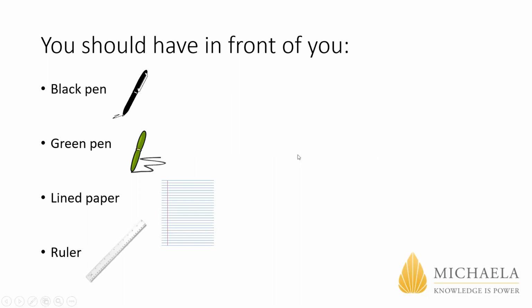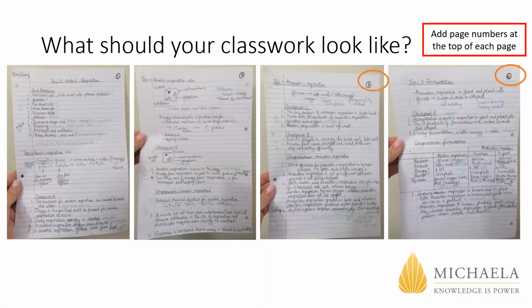So what you should have in front of you is a black pen, green pen, lined paper and ruler. So if you haven't got those, do pause the video, go and grab those things and restart the video again. And just to show you, by the end of this video, this is what your classwork should look like.